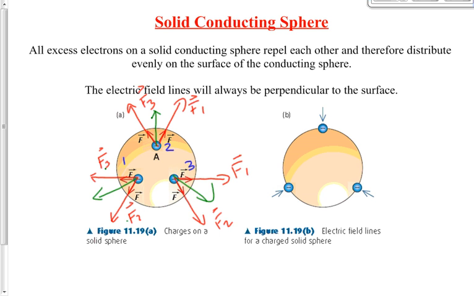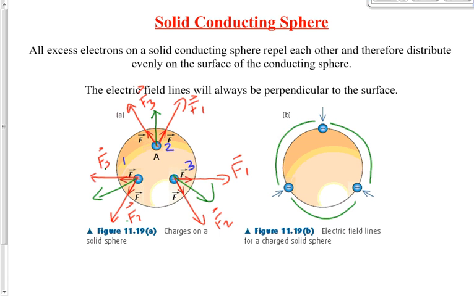But if it's in air, which is a pretty safe assumption usually, then they're going to go to the outer surface and they're going to stop. Not only are they going to go to the outer surface, look at the distribution of them on the outer surface. They're evenly distributed.